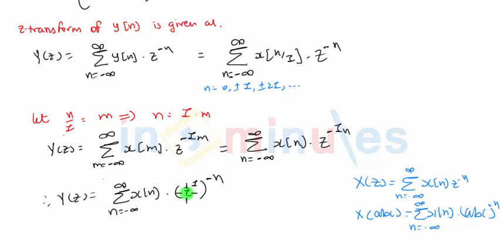So whatever is the term below this power will come as a variable to the function capital X. Here instead of z we have z raised to I, and therefore I can write this as x of z raised to I. That's it. So we have got this very important expression that y of z is equal to x of z raised to I.